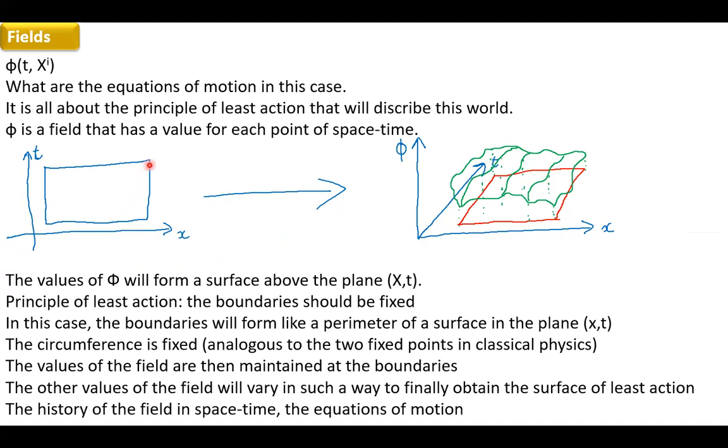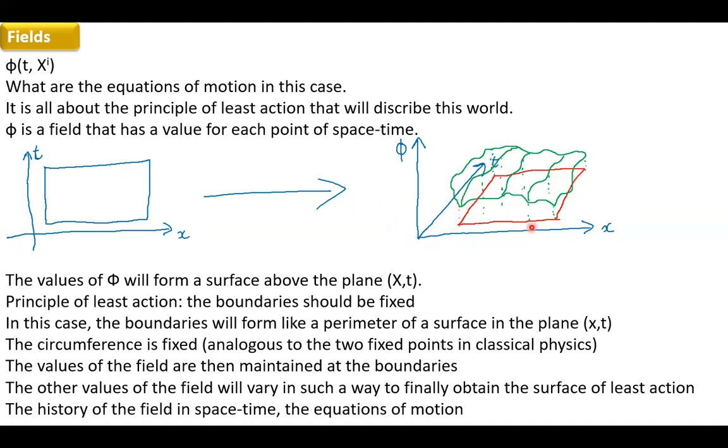It's like when we have the variation of the position between an initial time and a final time. So here we don't have points, we have boundaries. So our field phi is varying within this space-time. So for each point of this space-time, you have a value of phi. So I will draw it in this way. I will make the plane xt such that the plane is perpendicular to your screen.